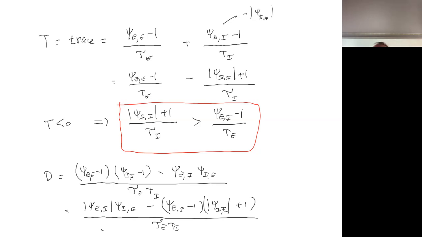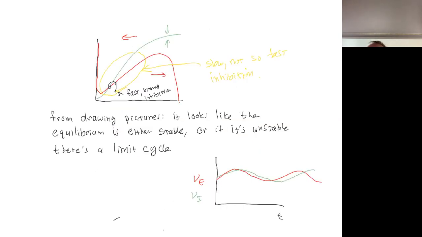I'm not going to show it, but it turns out that if the inhibitory nullcline crosses the excitatory nullcline from below, the determinant's automatically positive. So all we really care about is the trace. The trace can be either positive or negative. So what do we have? We have a low firing rate equilibrium.